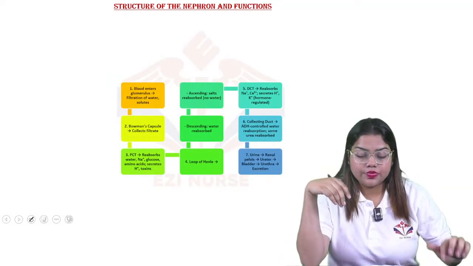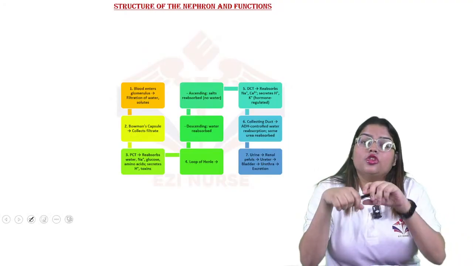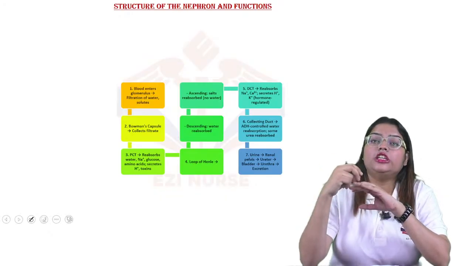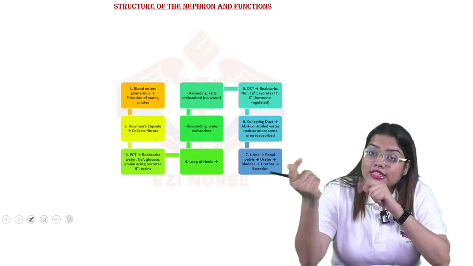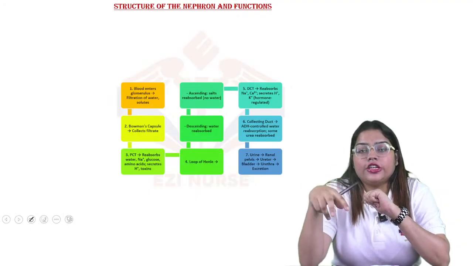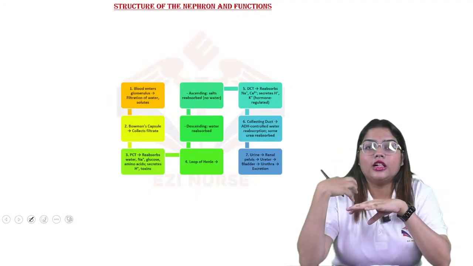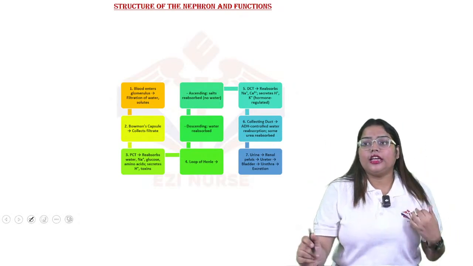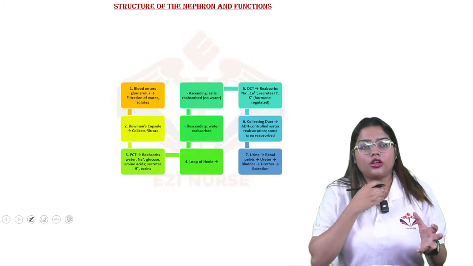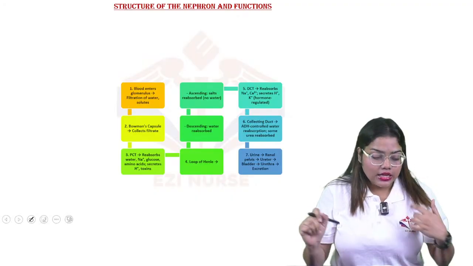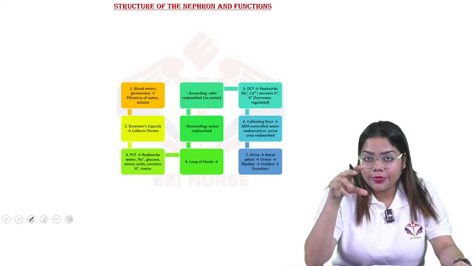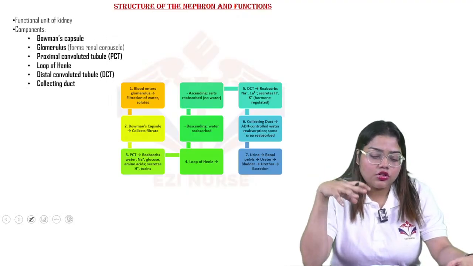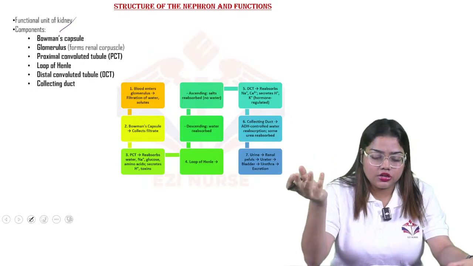Next we have the structure of the nephron and its function. What is a nephron? The nephron is the smallest functional unit of the kidney. What is the kidney? The kidney is an organ that filters our body fluid and helps us remove toxins from the blood. The kidney is a part of our urinary system. We have two bean-shaped kidneys in our body.